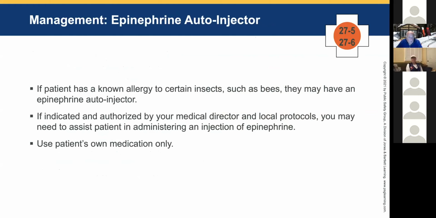Again, we're referring to the auto-injector, the EpiPen. And I think one of the keys is use the patient's own medication only. Now, again, that's not what we see in the EMS services, but this is what we do as OEC technicians.